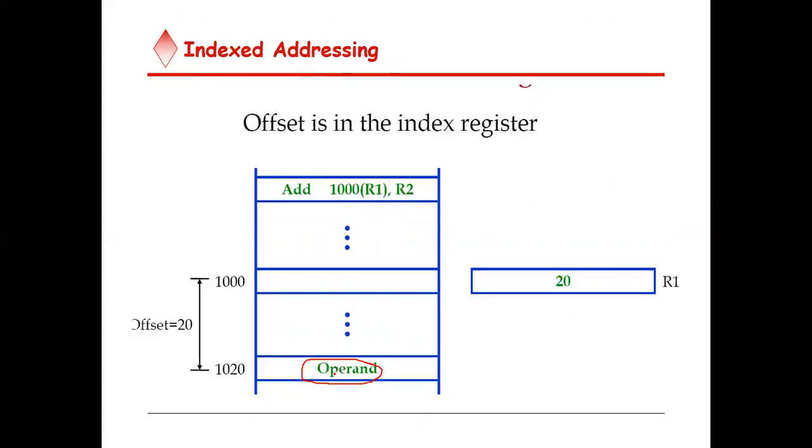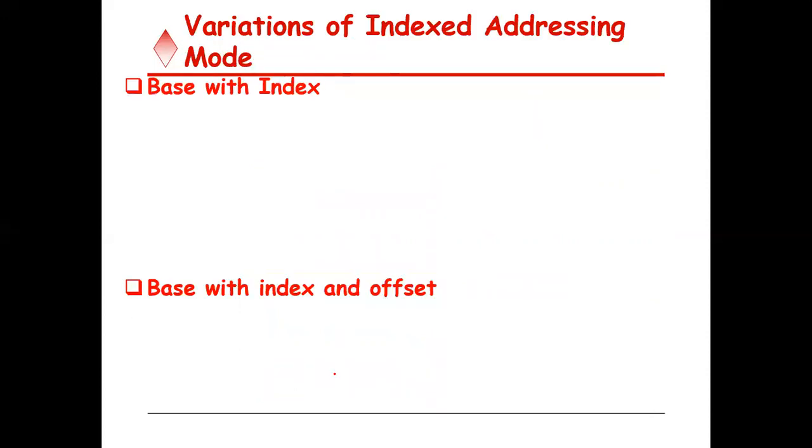Usually the indexed addressing mode is used with arrays and so on. For consecutive access of memory locations, indexing mode can be used. Now we will see a few variations of the indexing addressing mode. One is base with index, and the second is base with index and offset. So what is base with index?